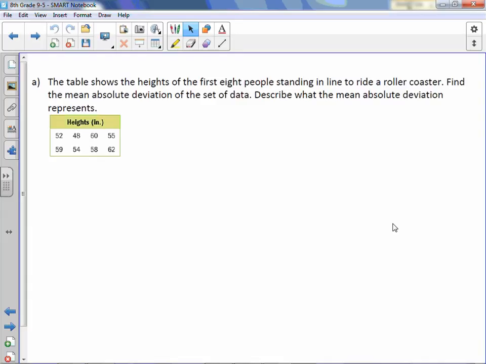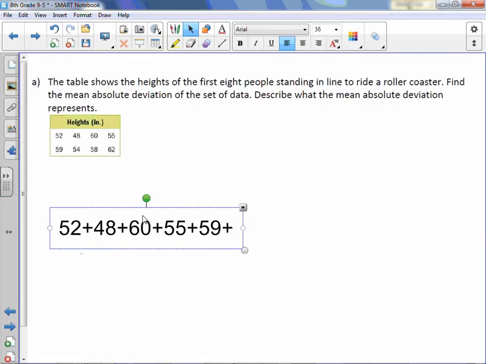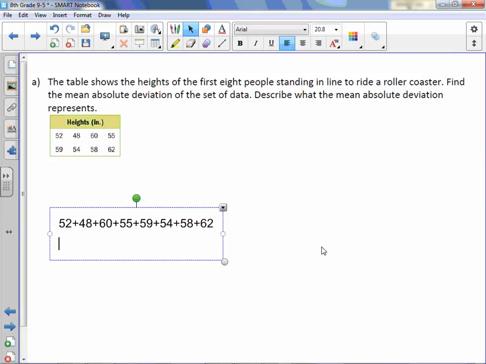So, letter A. The table shows the heights of the first 8 people standing in line to ride a roller coaster. Find the mean absolute deviation of the set of data. Describe what the mean absolute deviation represents. So we have 8 data points here. The first thing we're going to do is add them up and divide by 8. So 52 plus 48 plus 60 plus 55 plus 59 plus 54 plus 58 plus 62, and you're going to divide by 8 data points.